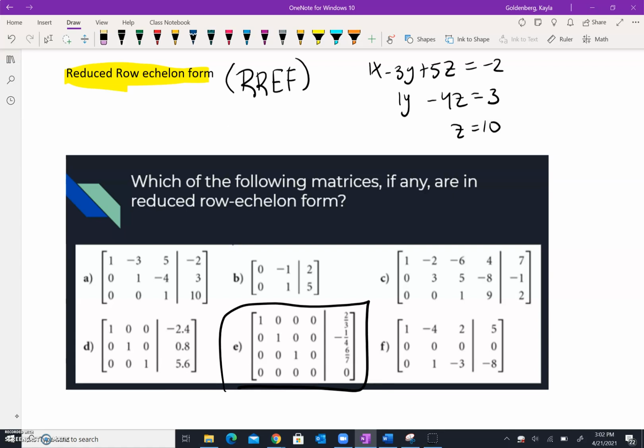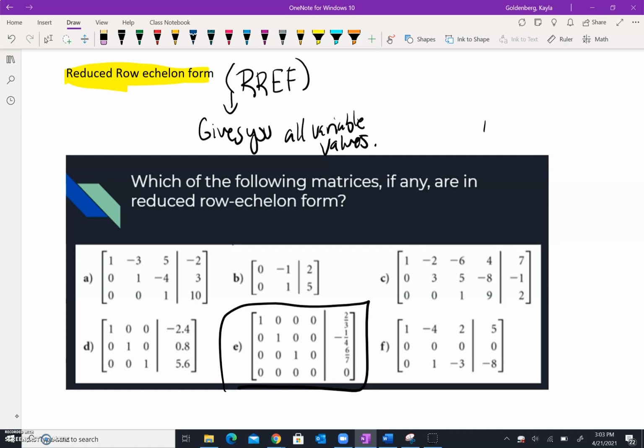Basically what that means is it gives you all variable values. And you don't have to do any extra work to get there, right? You can read them left to right. So that is in reduced row echelon form.